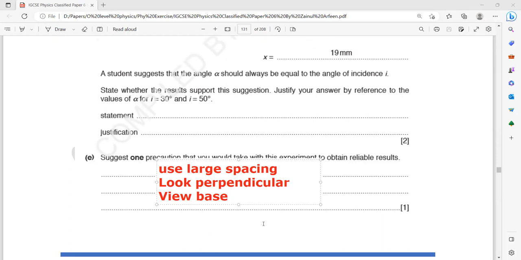If the percentage difference is more than 10%, at that time you will say beyond the limit of experimental accuracy. If it is less than or equal to 10%, you will say within the limits. So use large spacing, look perpendicular, view the base of the pin, and use thin pins or lines. When you're tracing the path of a ray, you should use thin lines and thin pins.